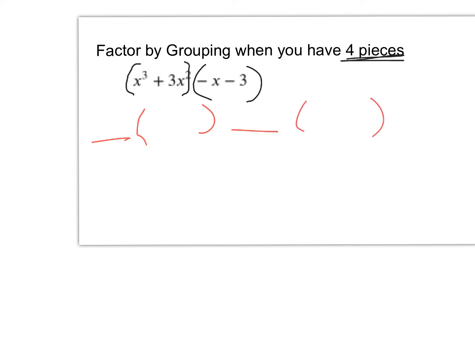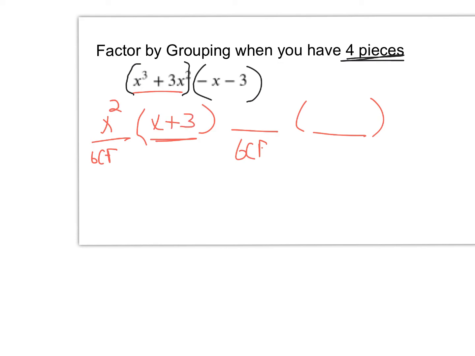So again, we're going to do our parentheses. Again, we're going to have GCF here. We're going to have GCF here. Okay, and then the parentheses of what we take out. So from this first group, I can take out x squared. So I'm going to take out x squared as a GCF, leaving me x plus 3.